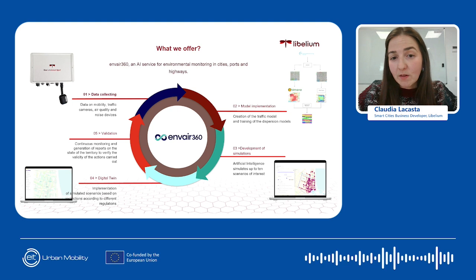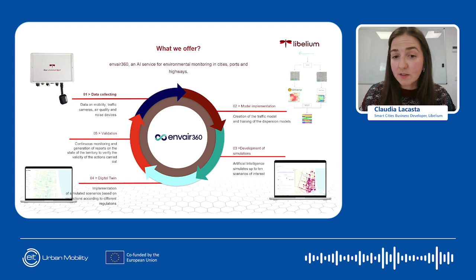Then we will do the model implementation, as I mentioned again, to try to understand how weather, for example, is impacting the pollution, how it's moving in the area, and how we need to tackle certain specific points to reduce pollution. Then we will be using artificial intelligence to simulate different scenarios, and we will implement possible restrictions. Right now we are working with the restrictions that the European Union is establishing for a low emission zone.